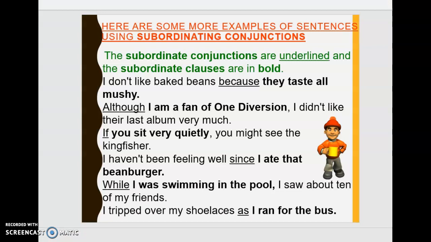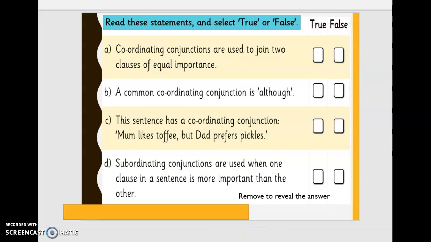Now, since you showed very good understanding of conjunctions, I would like to ask you to read these sentences and select true or false, to see whether you have understood it well or you still have some doubts. So these are true and false. Just read the sentence and write only the correct answer. No need to copy the sentence. Just write the correct option. Okay?